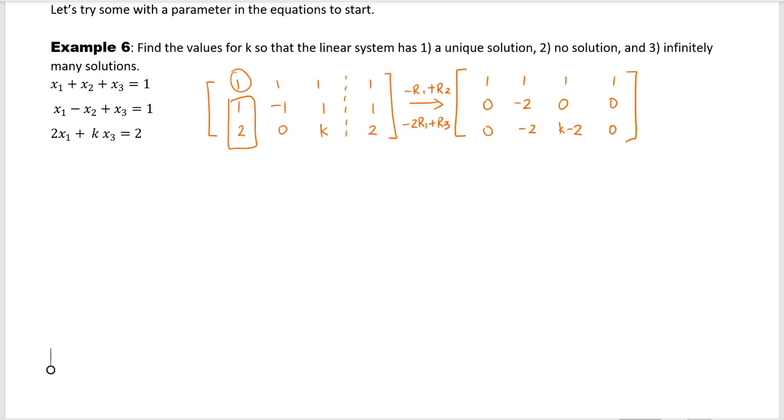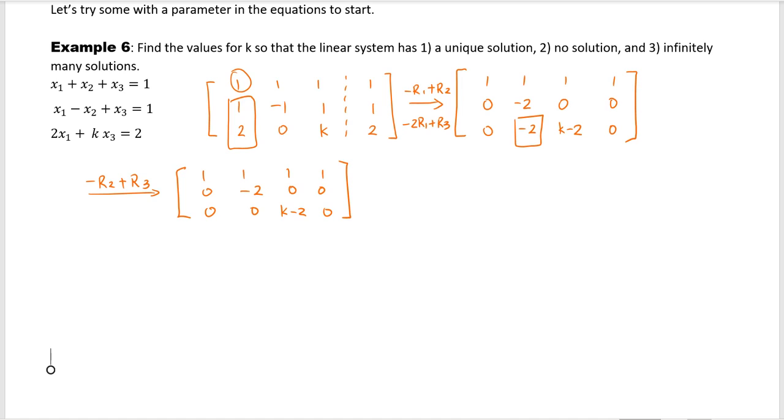Actually, next, do you see this guy is already the same as this guy? So we don't have to make the 2 entry to be 1. We already can use this guy to kill the entry below it. So we can use negative R2 add to R3. Then we get 1, 1, 1, 1. 0, negative 2, 0, 0, 0, 0, k minus 2, 0.